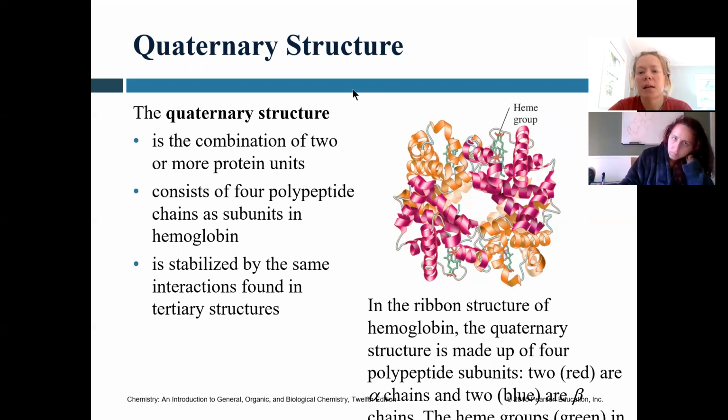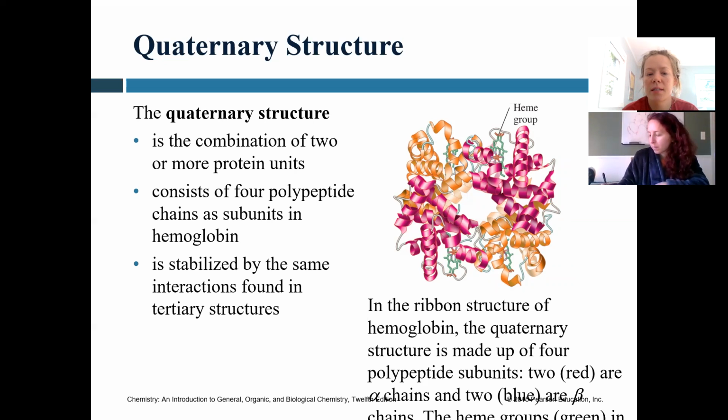So do we have another type of structure? Yeah, we have a fourth one, the quaternary structure. The quaternary structure is a combination of two or more protein units. So if we took a globular protein and a couple of other globular proteins and threw them in a box, that would be considered a quaternary structure. It has to be two or more protein units.